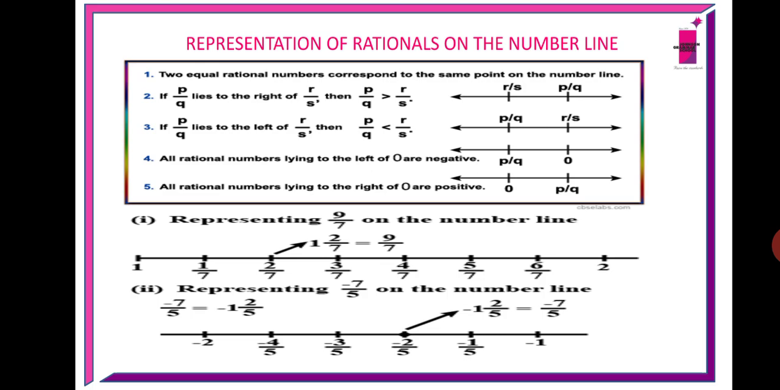Similarly, if you are representing minus 7 by 5 on the number line, it is minus 1 and 2 by 5. So here it is less than minus 1 and greater than minus 2. As it is a negative number, it should be represented in between minus 1 and minus 2, in 5 equal parts, and the second part from minus 1 will be minus 7 by 5.